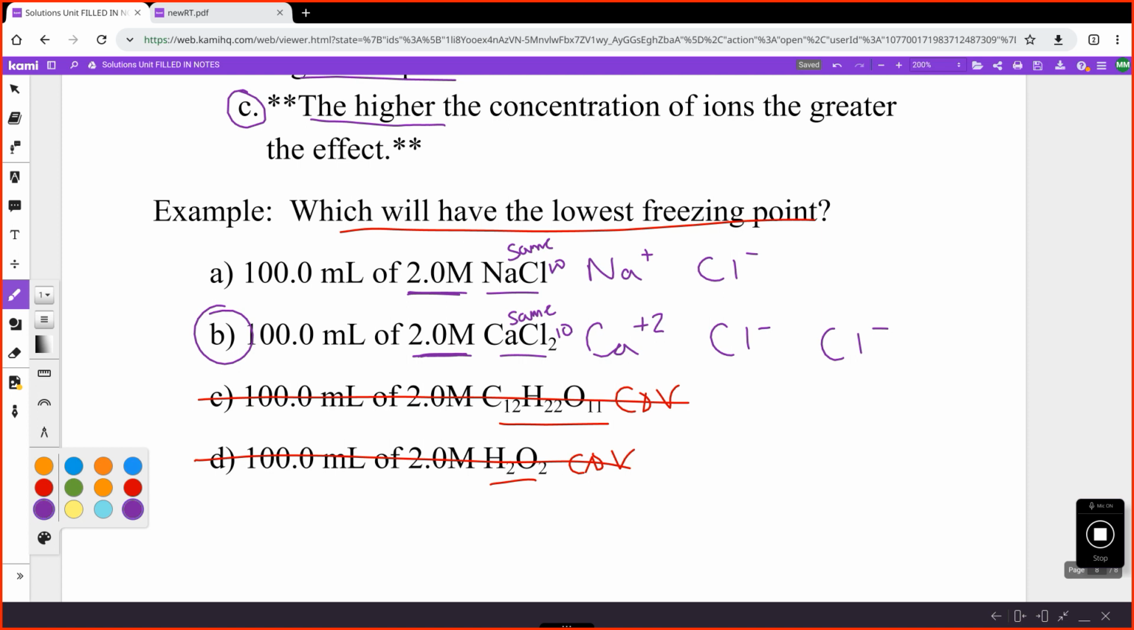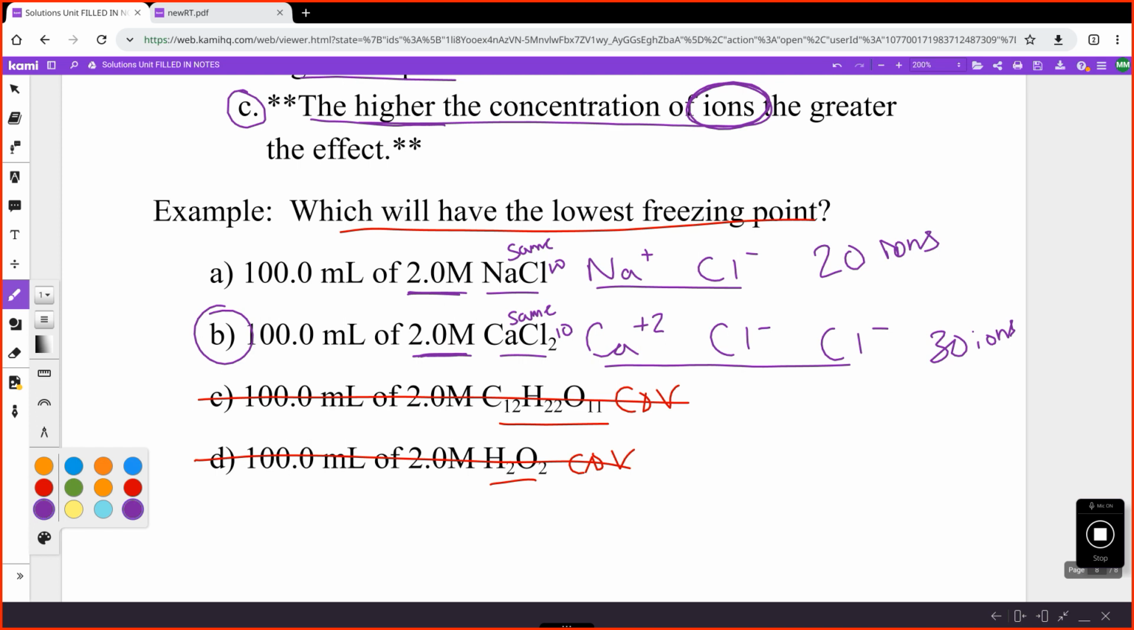For every 1 molecule of calcium chloride, there are 3 ions that dissociate. So if I had 10 molecules, I would have 30 ions. For NaCl, I have 10 molecules dissociating into 2 ions, which would leave me with 20 ions. Now, what I said up here, the higher concentration of ions is what affects the boiling point and freezing point the most. And since CaCl2 has more ions when it dissociates, it's going to have the greater effect.